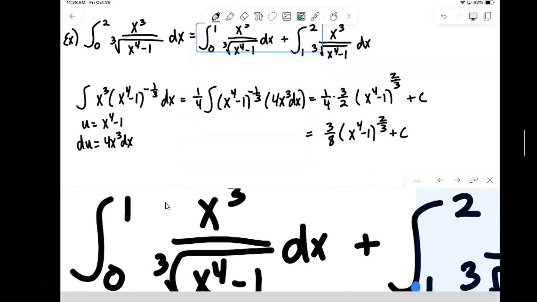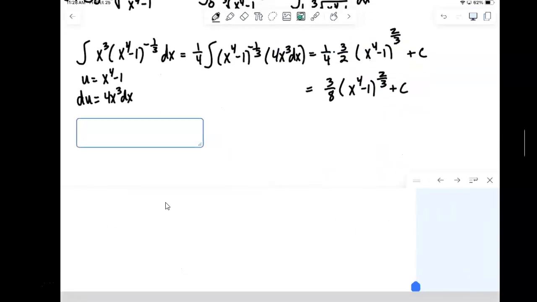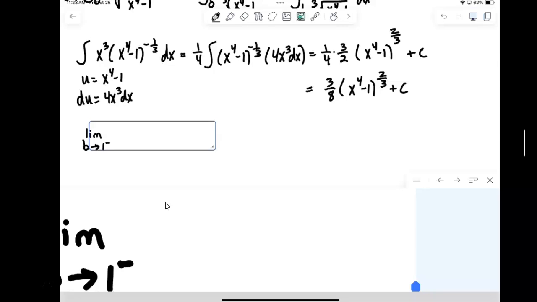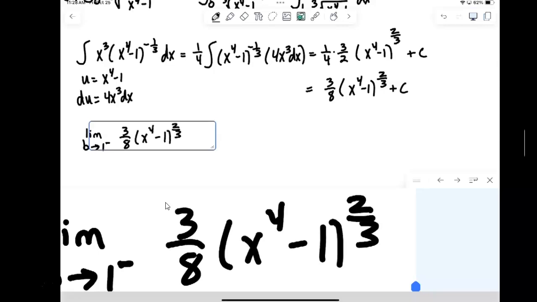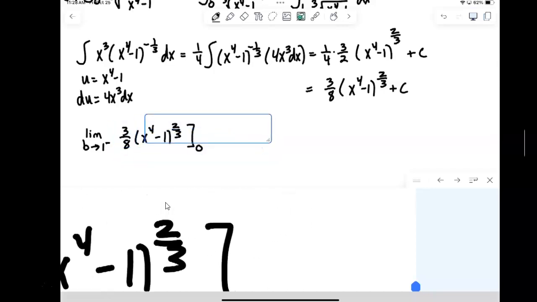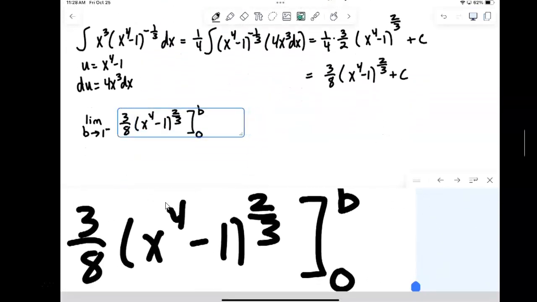and now we're ready to talk about the two pieces from 0 to 1. So let's work that out, and then from 1 to 2. So from 0 to 1, that would be the limit as b approaches 1 from the left of all of this stuff, 3/8 x to the fourth minus 1 to the 2/3, evaluated between 0 and b, b being the upper limit in this case.